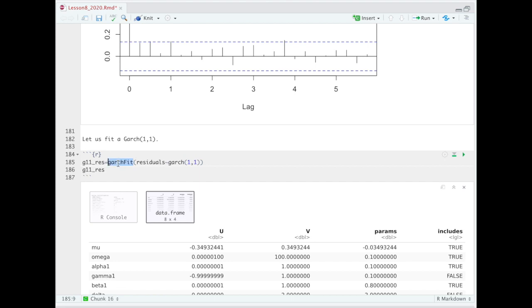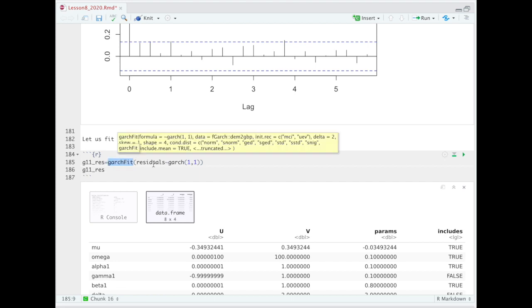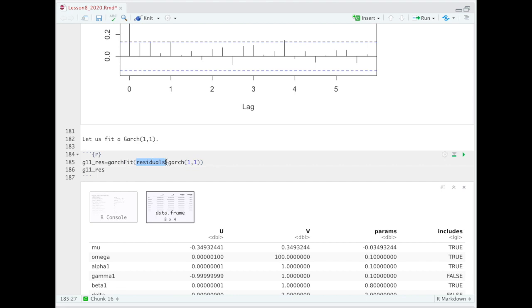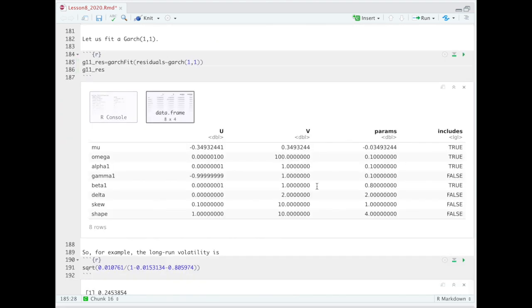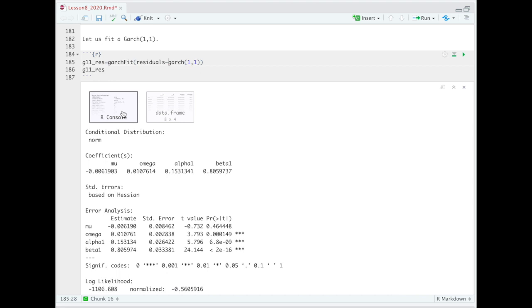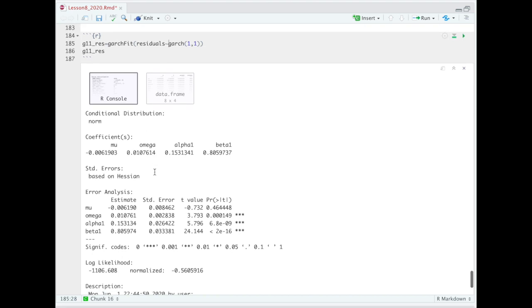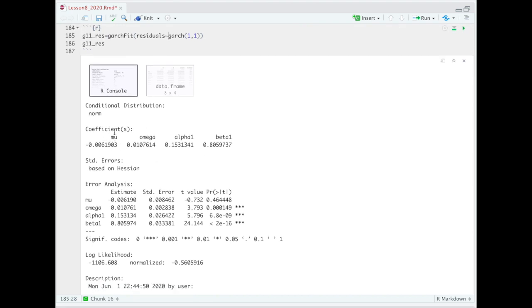The model is easily fit by using the Garch fit function, residuals, and then we have the tilde that in R signifies that our residuals follow a Garch 1-1. Okay, if we do that, what we get is the following. This is the table representation, but what is more important for us is the R console. In the first window, we get the estimate of mu, and we have omega, alpha, beta.